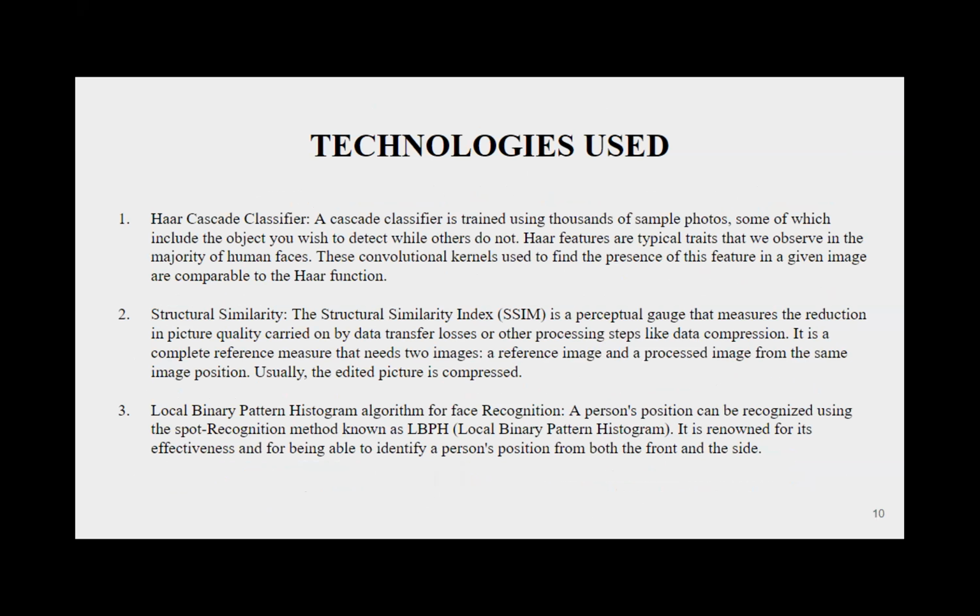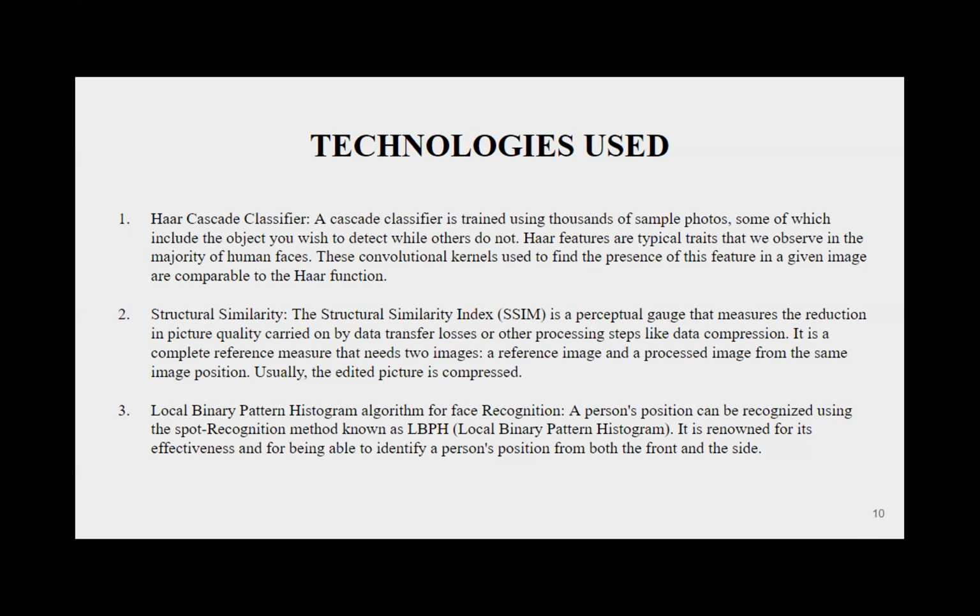Now, the Haar cascade classifier is trained using thousands of sample photos, some of which include the object you wish to detect, while others do not. Haar features are typical traits that we observe in the majority of human faces. These convolutional kernels used to find the presence of this feature in the given image are comparable to Haar features.